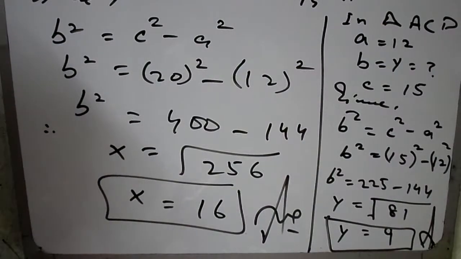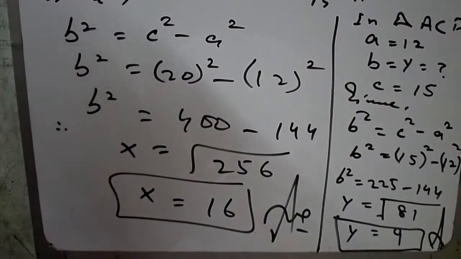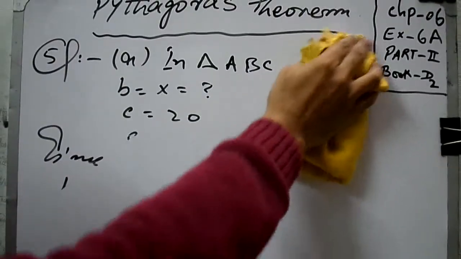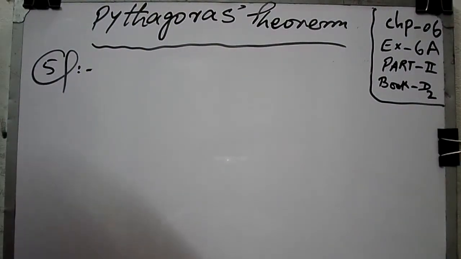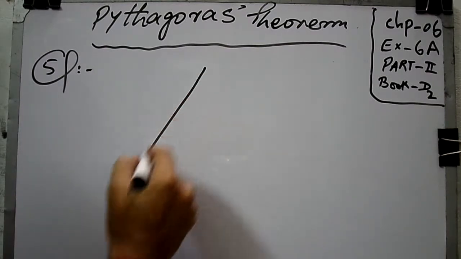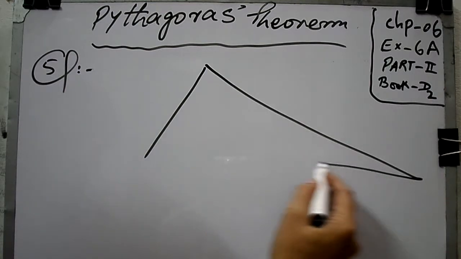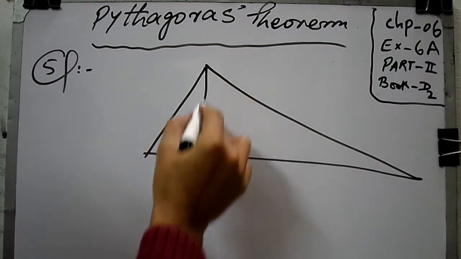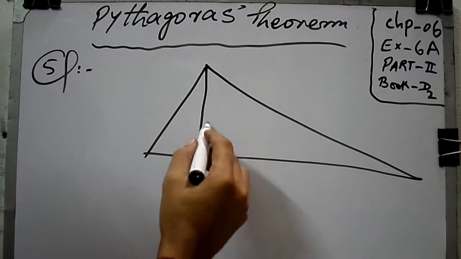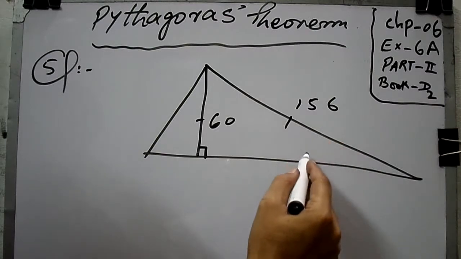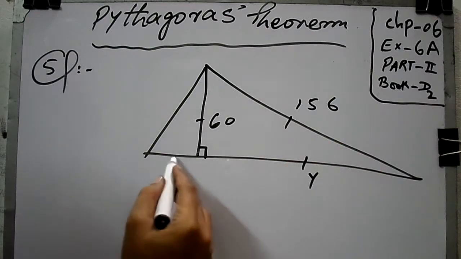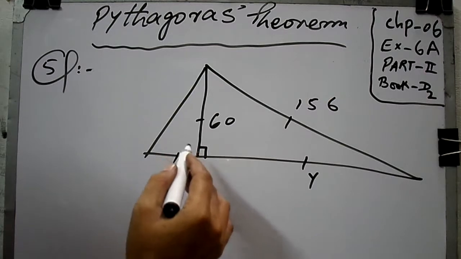Now coming to the next diagram, that is part B of the same question. You can see the diagram is given like this, and that is your 90 degrees, that is 60, that is 156, that portion is your y, and that is your x we have to find, and this portion is 65.